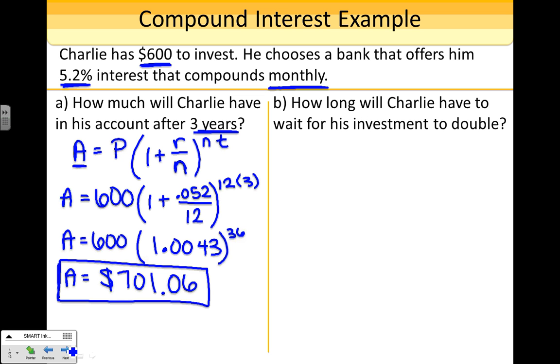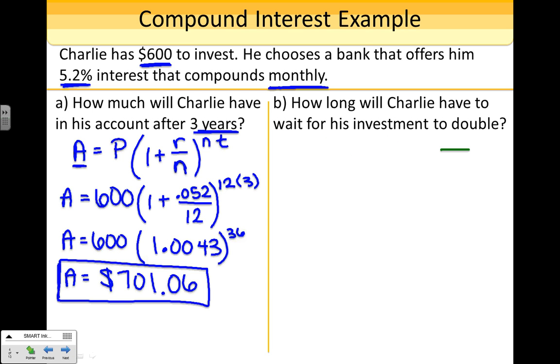All right, how long will Charlie have to wait for his investment to double? Okay. So we know he starts with $600, and to double it, he would need $1,200. But sometimes we're going to be working with really big numbers. So if you want your investment to double, you can just say, I want 2 times my original principal amount. Okay. So this is going to work out where we don't have to work with all the big numbers.